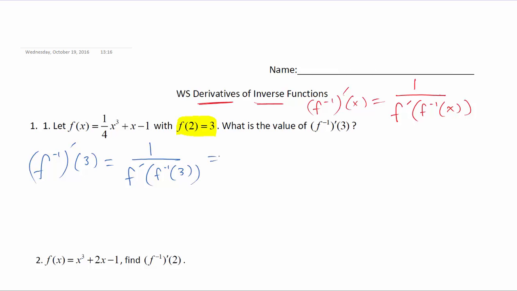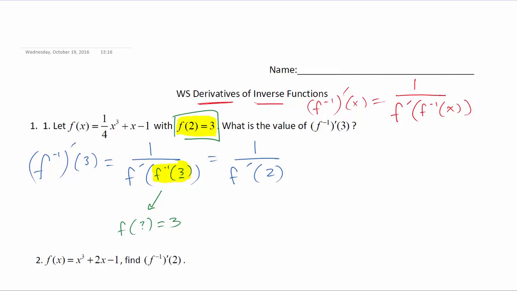In order to simplify this, we're going to have to work our way from the inside out. So we're going to start off by asking, what is f inverse of 3? That question alone asks: f of what number is going to give me 3? Since 3 here represents a y value, we're asked f of what x value gives me 3. In the directions, they told us f of 2 equals 3. So we're going to use that to write 1 over f prime of 2.